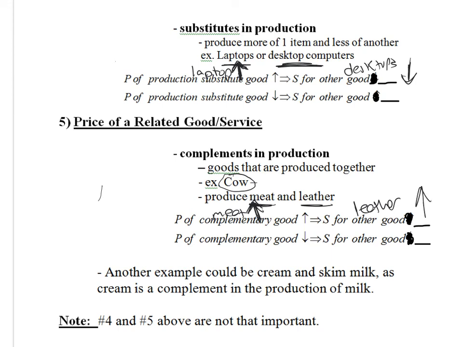Another example could be cream and skim milk. When you process milk, the fat, the cream, comes to the top, so not only do you have more milk, you would have more of the cream as well.